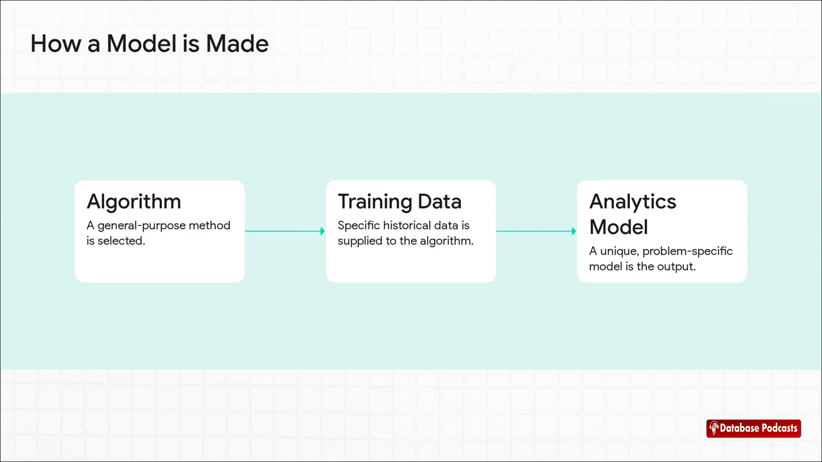And yeah, this little formula here sums it up perfectly. You take a general purpose algorithm, you feed it your specific training data, let's say historical sales numbers, and what you get out the other end is a problem-specific analytics model trained to do one thing: tackle your business challenge.